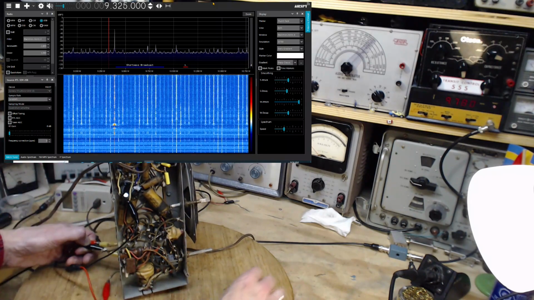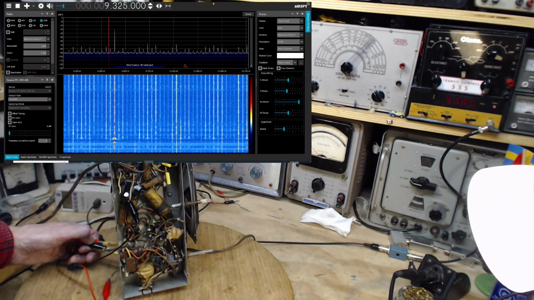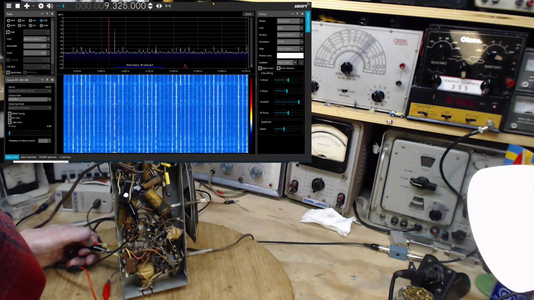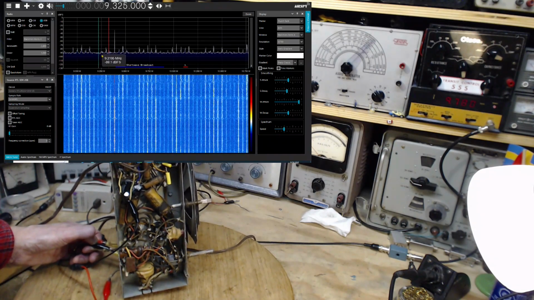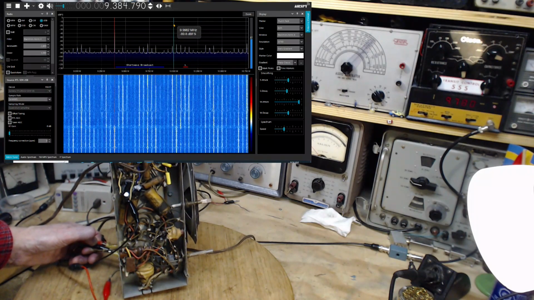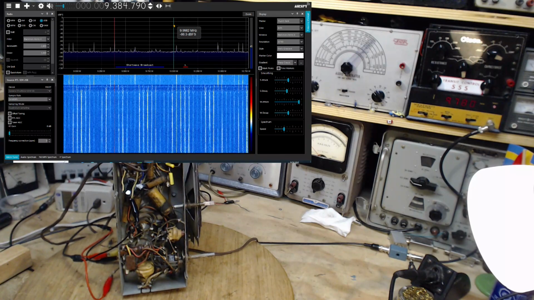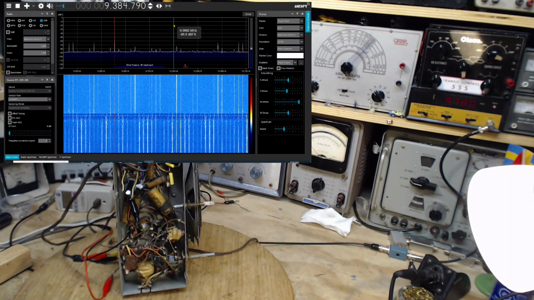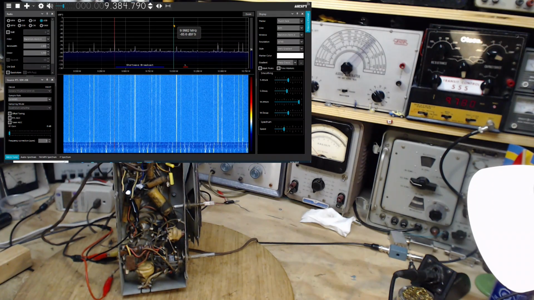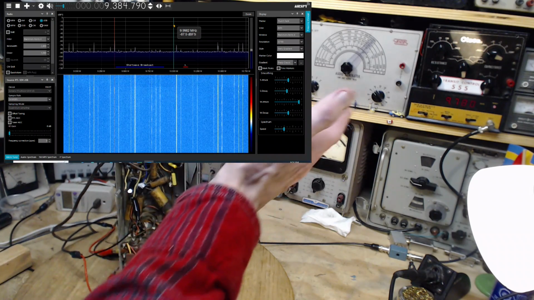I thought I proved the IF to be 455. What's happening here? If that's the local oscillator, then we take that number, add 455, tune the radio there, we should hear it. Take that number, 9384, add 455, 9839. So if I dial up 9839, we should hear it, but we're hearing it at 9780 right now.